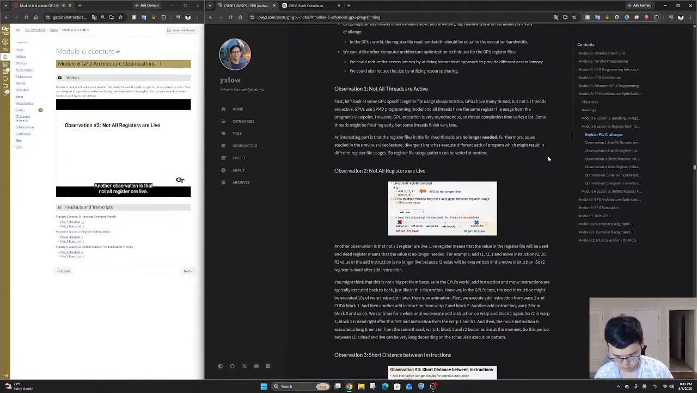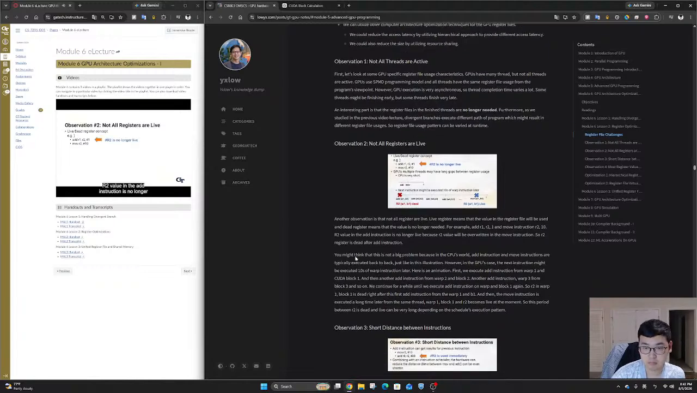Another observation is that not all registers are live. A live register means that the value in the register will be used, and a dead register means that the value is no longer needed. For example, add R1, R2, 1, and move instruction R2, 10. The R2 value in the add instruction is no longer live because the R2 value will be overwritten in the move instruction. So the R2 register is dead after the add instruction.